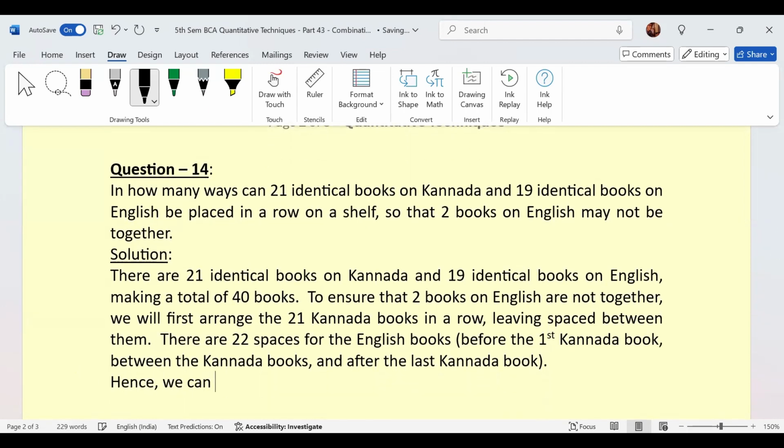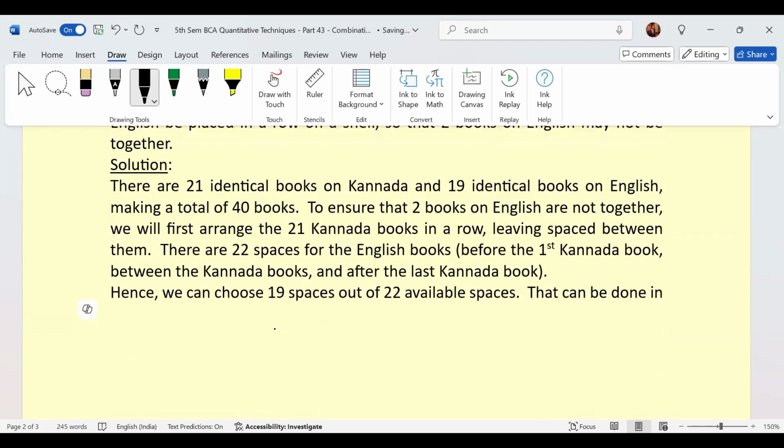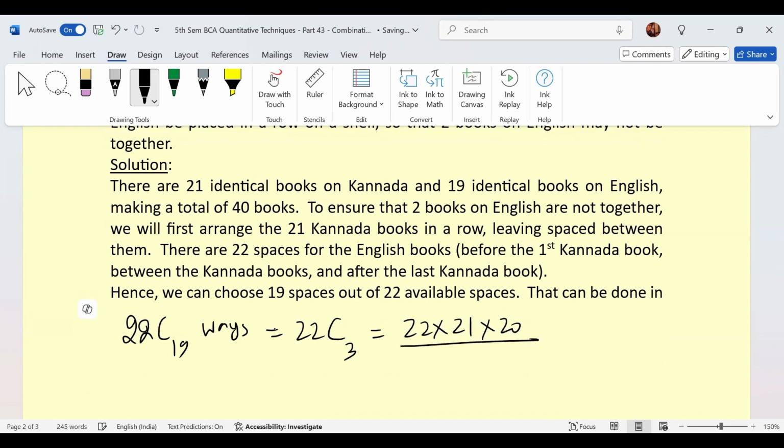Hence, we can choose 19 spaces out of 22 available spaces. That can be done in 22C19 ways. That is nothing but 22C3, since 22 minus 19 is 3. And that will be 22 into 21 into 20 divided by 3 into 2. So you will get 1540 ways. So there are 1540 ways to arrange these books. That will be the solution for this question.